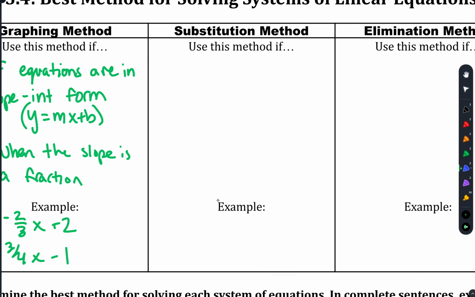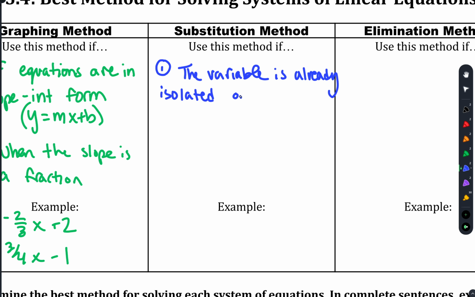The next method we learned was substitution. Substitution is my favorite. Maybe it's some of your favorite. Maybe you prefer it to elimination. I would say we use this method when the variable is already isolated, so it's by itself on one side of the equal sign, or it is easy to isolate a variable.